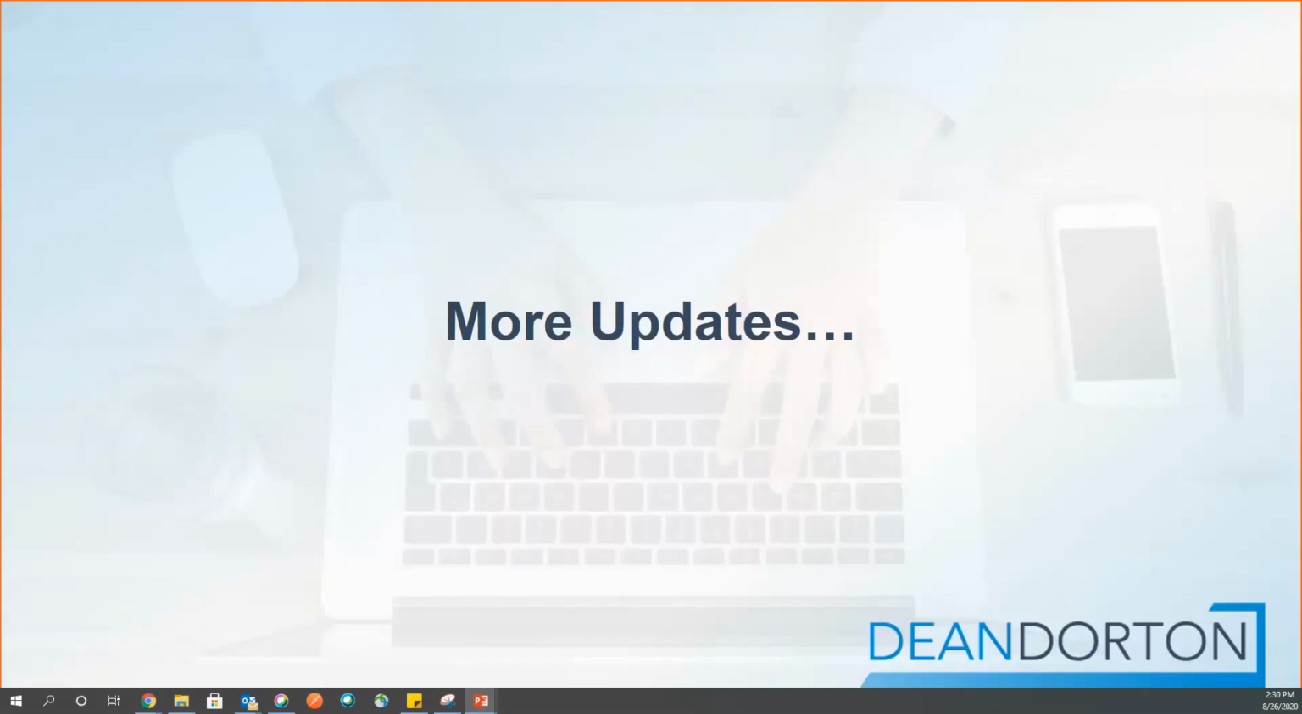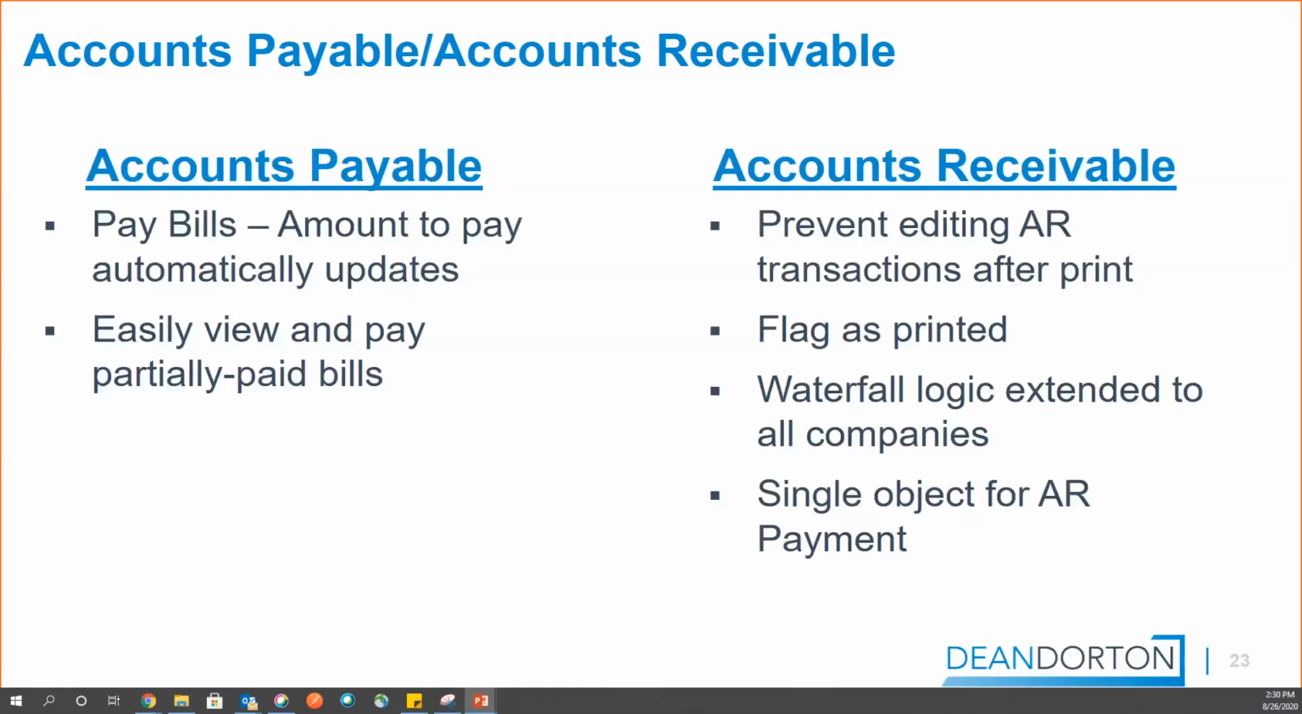Okay, more updates. So outside of the major enhancements we've talked about, there were a slew of additional updates that are worth mentioning. So here's the updates in AP and AR. In AP, if you apply a credit and pay bills, the amount to pay field is going to automatically update. So this saves you having to figure out what's left to pay and enter it in. Previously, you had to figure out what the amount left was to pay and key that in, and that could be a little bit painful of a process. That doesn't happen anymore.